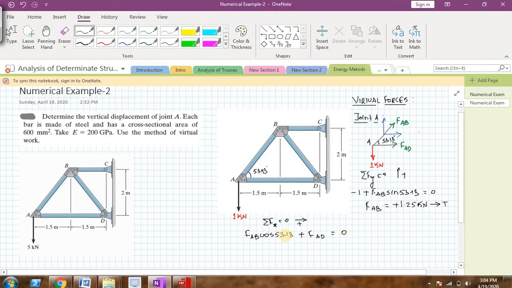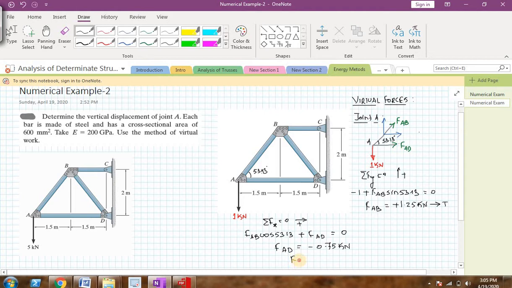I already know the value of FAB, so when I substitute the value of FAB in this equation, I can get the value of FAD. So I am getting the value of FAD as minus 0.75 kilonewton. Now you can see you're getting minus. It means your assumption of tension in the member AD is wrong. Instead it is compression.